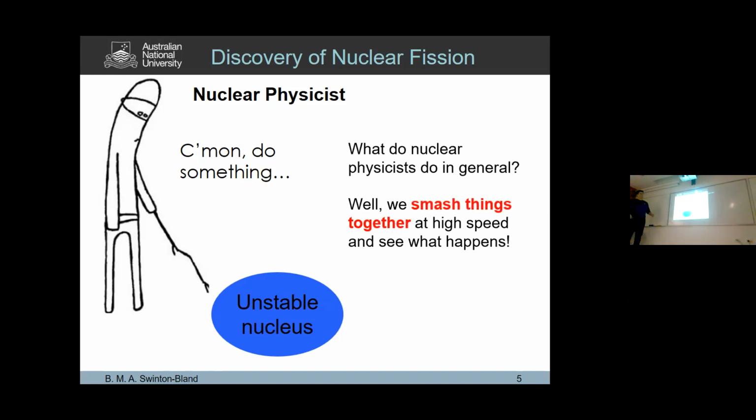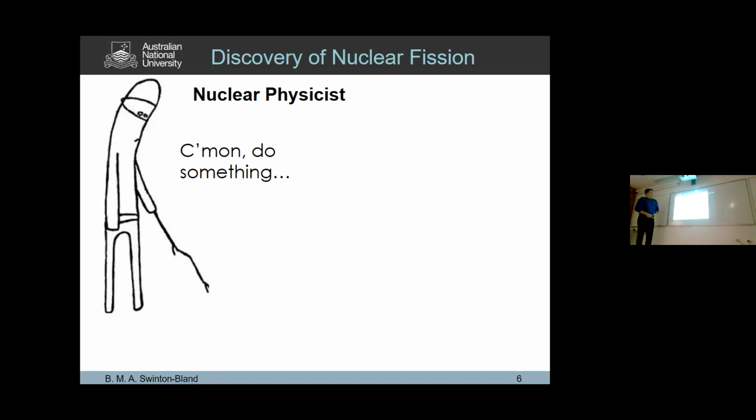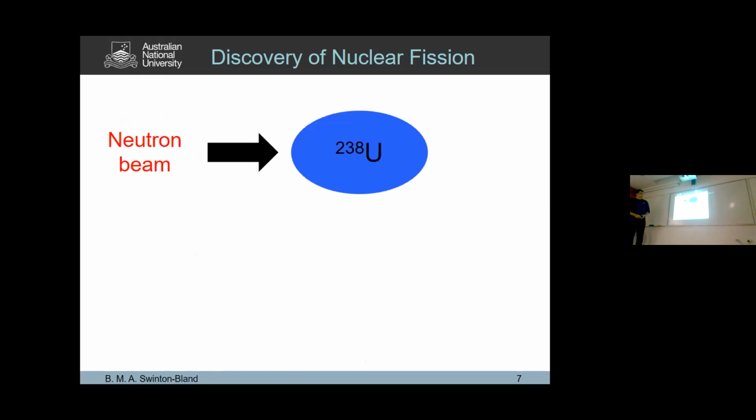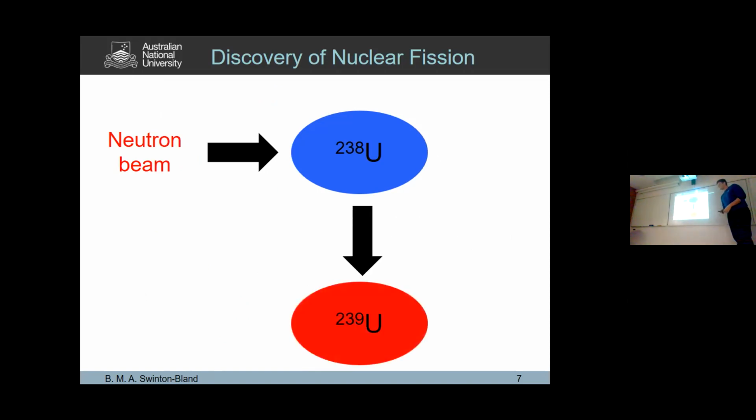And that's exactly what they were doing in the 1930s. Instead of our usual stick here, the particular stick of choice was a neutron beam, and the target nucleus to be interrogated was uranium-238. So what happens if you fire a neutron beam at uranium-238? Well, you hope that the neutron will be absorbed and create uranium-239. If this happens, you produce the uranium-239 nucleus in an excited state. And then we want to see how this nucleus proceeds from this point.